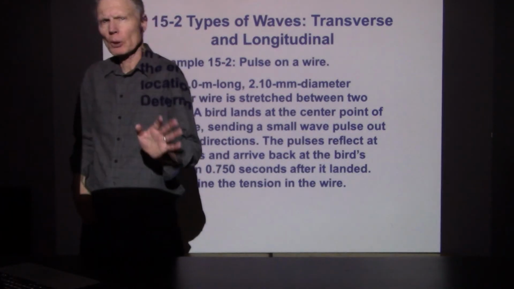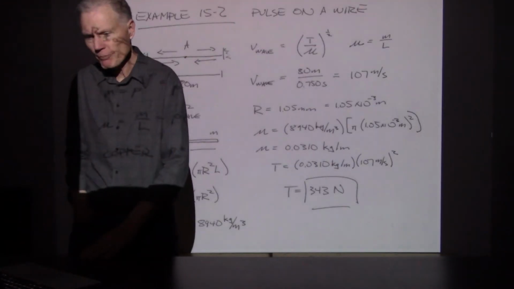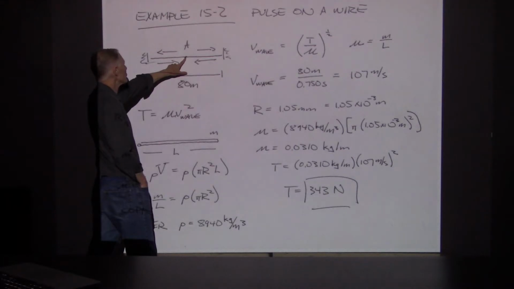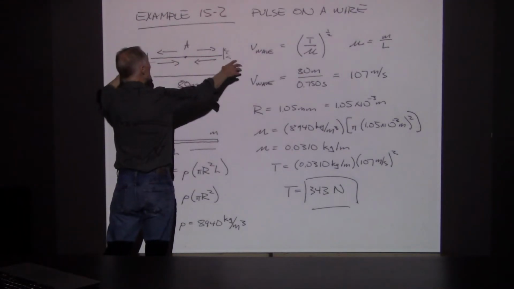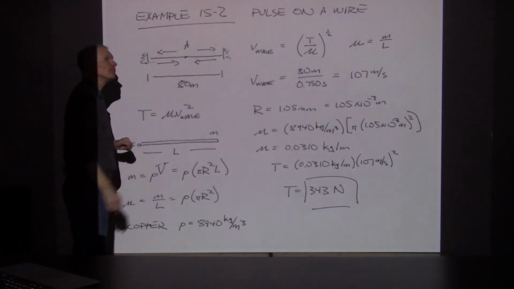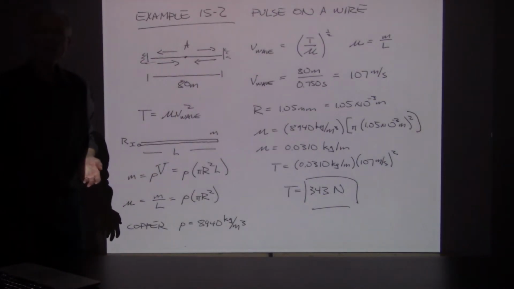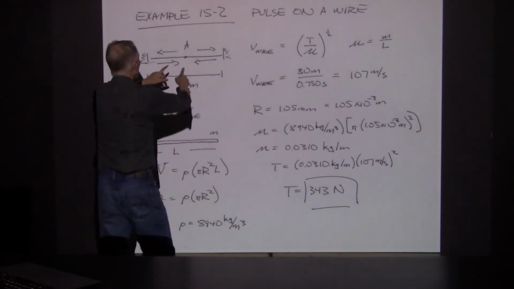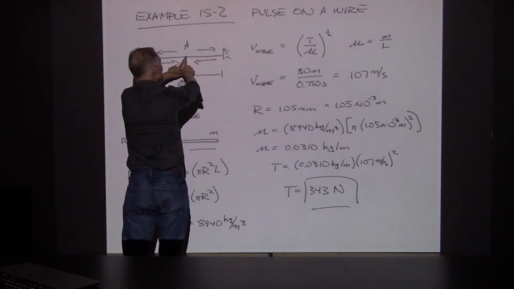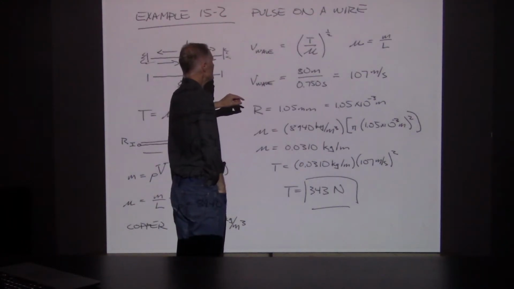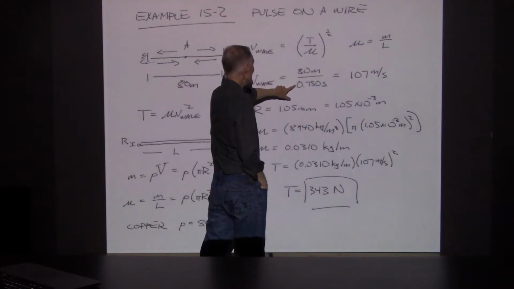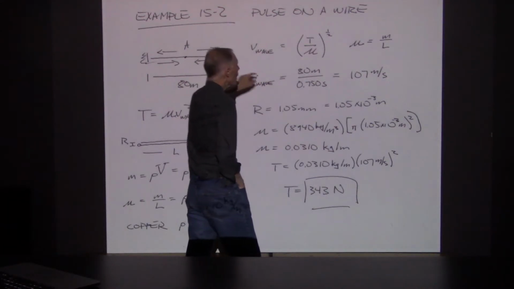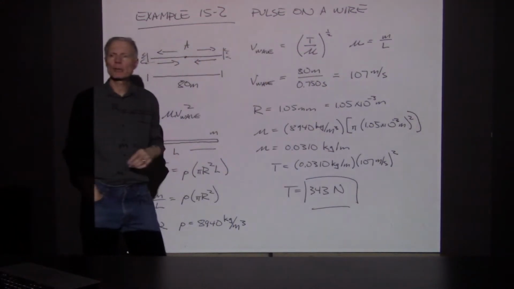So what could be simpler than this, right? Here we go. Here is the 80 meters. Here is the point where the bird lands, and the wave propagates out. And then where it's connected at the ends, the wave will reflect. So we're actually going to get the wave traveling 40 meters and then 40 meters back, all the way out to here, all the way back to this location. That is going to be 80 meters, and that's going to happen in 0.75 seconds. So apparently the wave speed for this copper wire, we're measuring it out to be 107 meters per second.